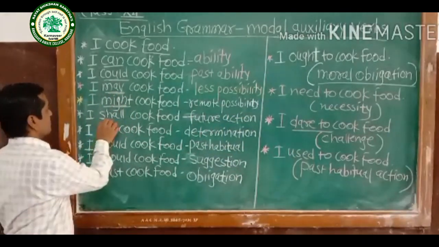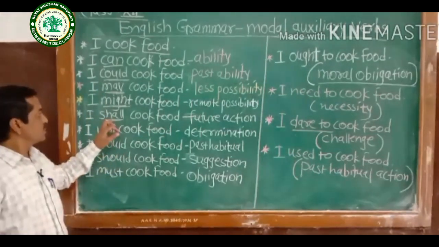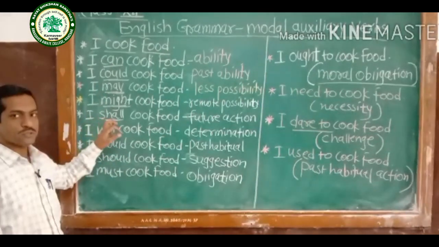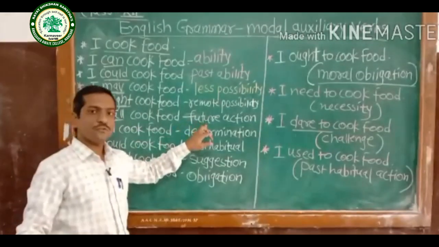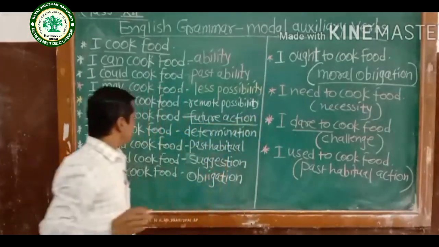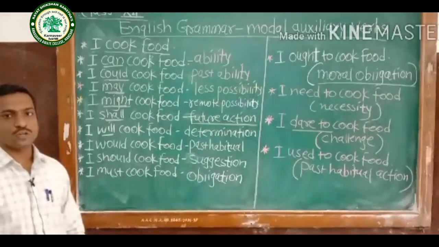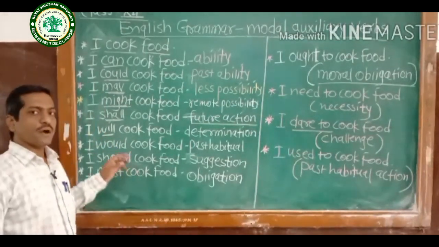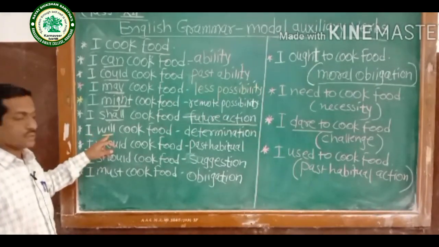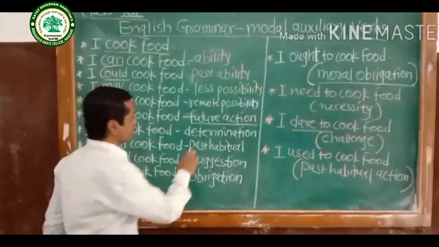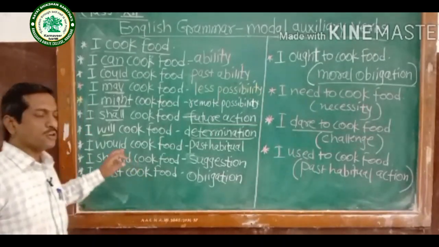Then the next modal auxiliary, that is shall. Students, if I use shall with I, shall expresses only my future action. Then I will cook food. In this sentence, will is the modal auxiliary verb, and if I use will with I, will expresses determination, that I have decided. It is my determination that I will cook food.